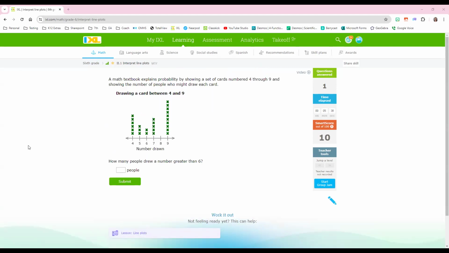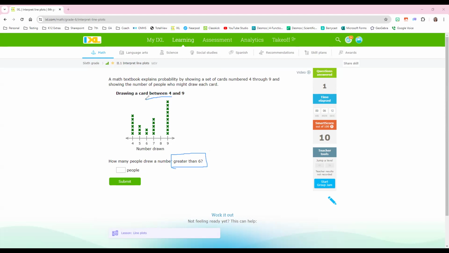Let's try this one. A math textbook explains probability by showing a set of cards numbered 4 through 9 and showing the number of people who might draw each card. And here we have the data represented in a line plot. Our question is, how many people drew a number greater than 6? All right, so this one's kind of similar to what we just did. We've got to focus on more than one area. And when I reread that question again, it says greater than 6.